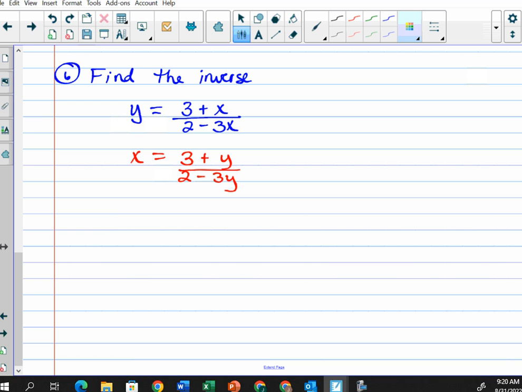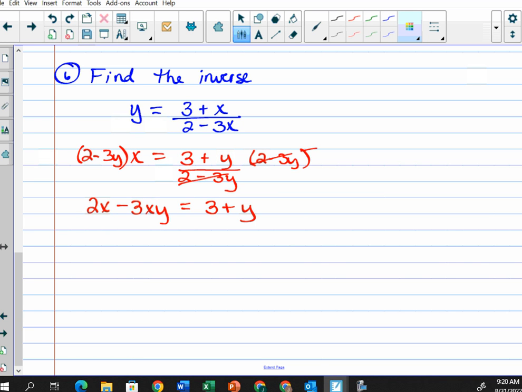So how do I do that? So these cancel. I'm going to go ahead and distribute over there. So I'll have 2x minus 3xy equals 3 plus y. There are still two y's.